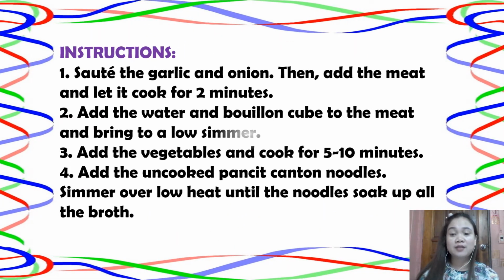Now, after knowing the ingredients, let's move on to the instructions on how to cook pancit canton. First, saute the garlic and onion, then add the meat and let it cook for 2 minutes. Next, add the water and the bouillon cube to the meat and bring to a low simmer. Number 3, add the vegetables and cook for 5 to 10 minutes. Last, we have to add the uncooked pancit canton noodles. Simmer over low heat until the noodles soak up all the broth.